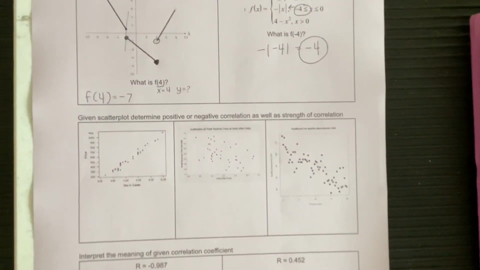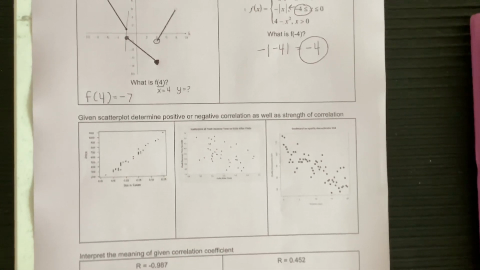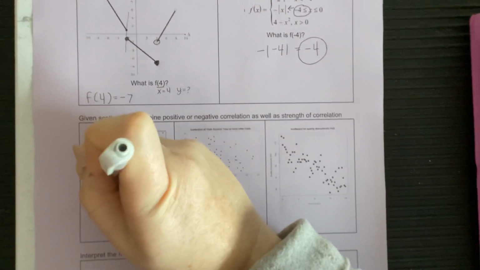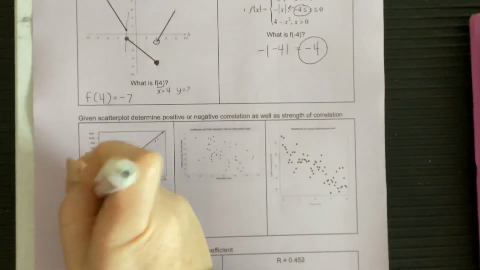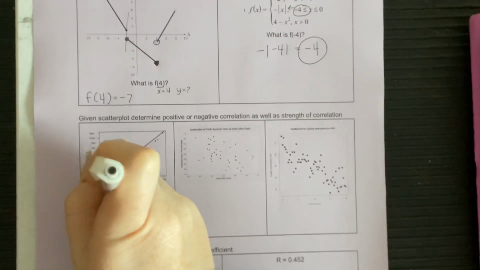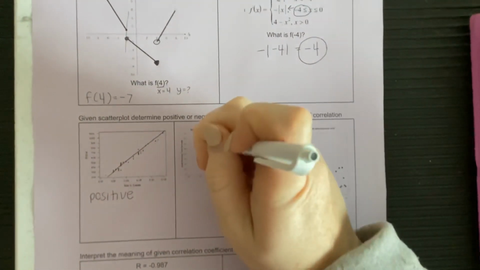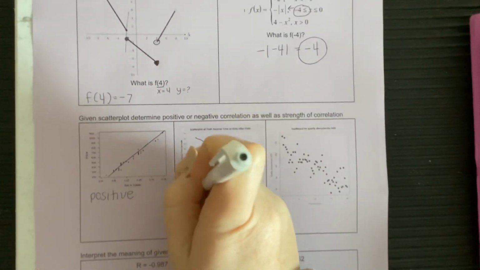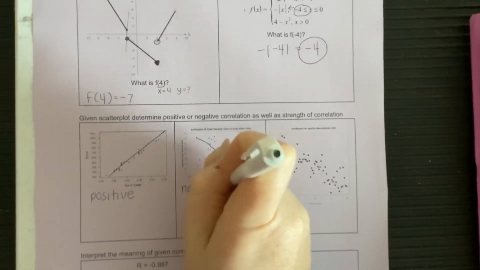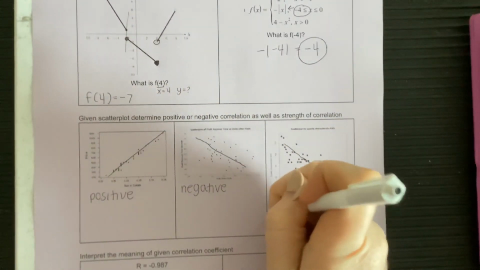All right, next thing, give it a scatter plot. Determine if it's a positive, negative correlation, as well as the strength of that correlation. So when you're looking at this one, and you drew a line of best fit, like that. First of all, this is positive. If you tried to draw a line of best fit here, it would maybe be something like that. This would be negative. And if you drew one here, again, this would be like this. This would be negative.